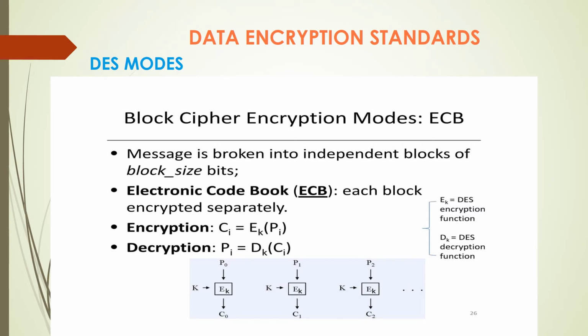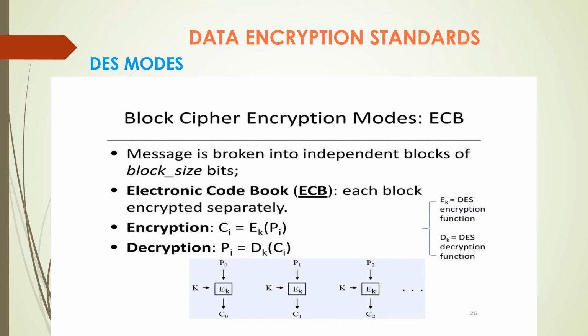The ECB takes one block at a time and encrypts it. So ECB is a symmetric key block cipher algorithm. Symmetric key means the same key is used for encryption as well as decryption. And block cipher means the encryption takes place by means of blocks. That is, the plain text will be divided into a number of blocks.